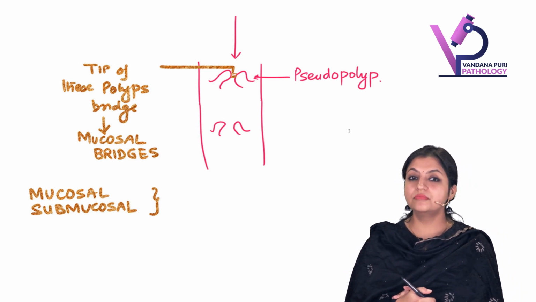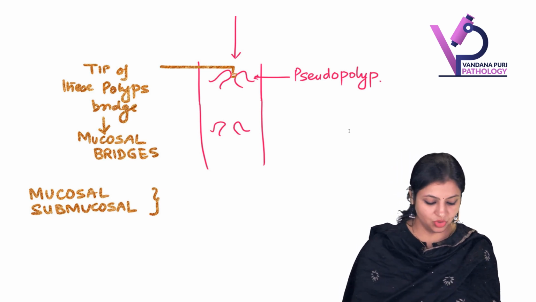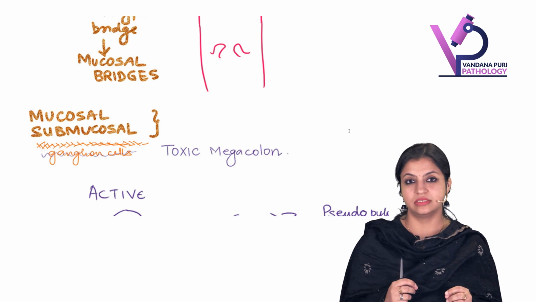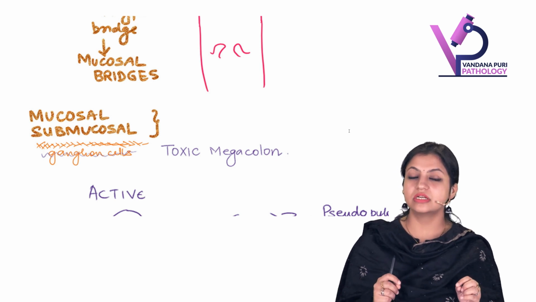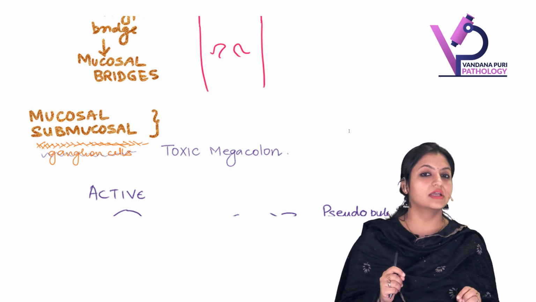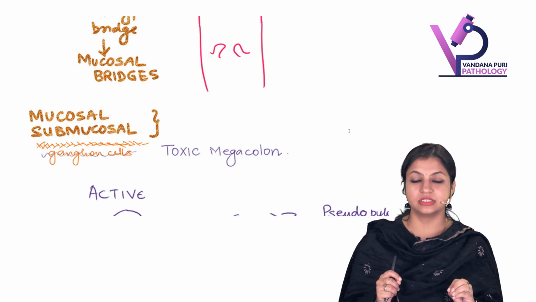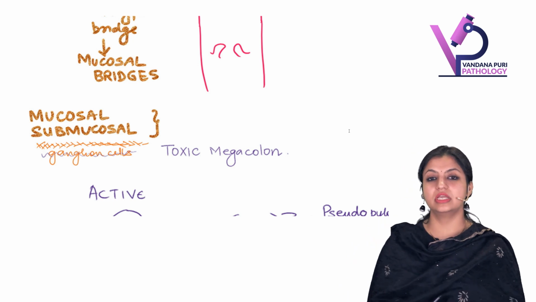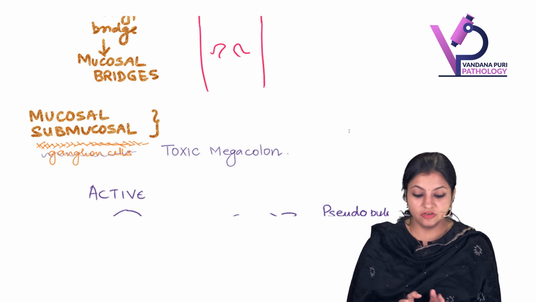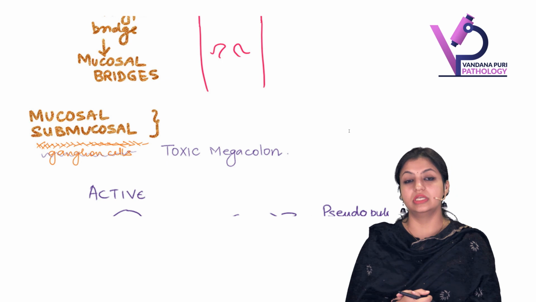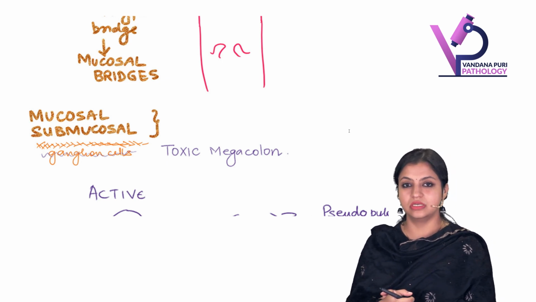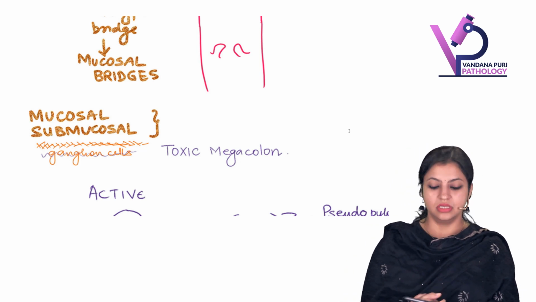But sometimes, when it involves mucosa and submucosa, see, muscularis propria has ganglion cells. So sometimes these ganglion cells are damaged. When these ganglion cells are damaged, it forms toxic megacolon. What does it form? Toxic megacolon. So remember always, toxic megacolon is seen in ulcerative colitis.